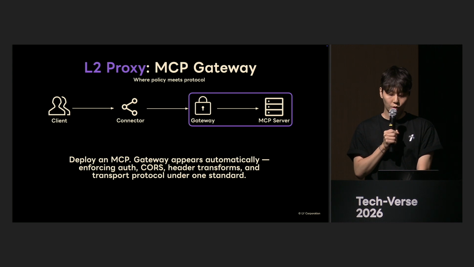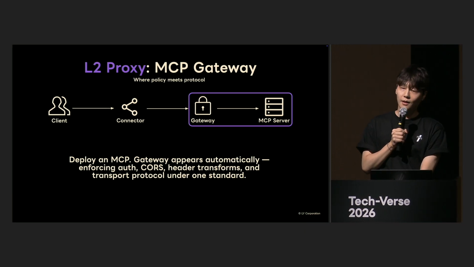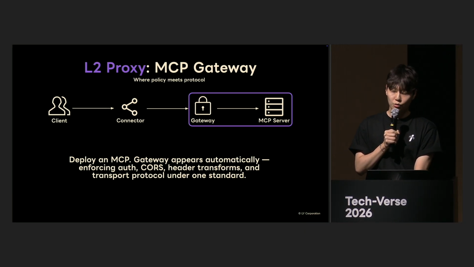Therefore, each team can focus solely on the MCP server logic without having to deal with anything else. Previously, each team implemented this differently, but now all duplication is eliminated as it's absorbed into this single layer of the gateway. So how is authentication handled in this gateway?